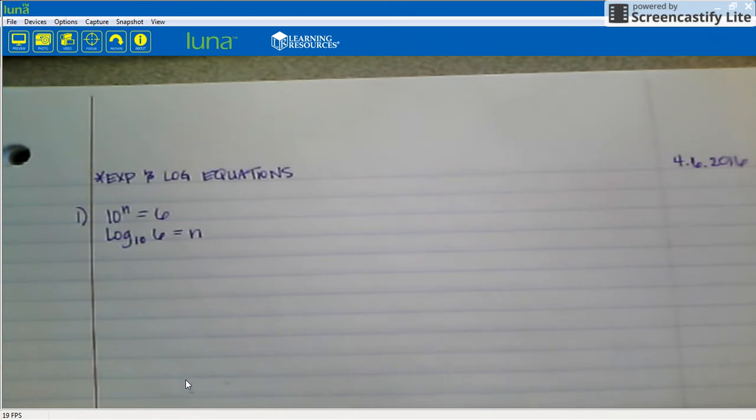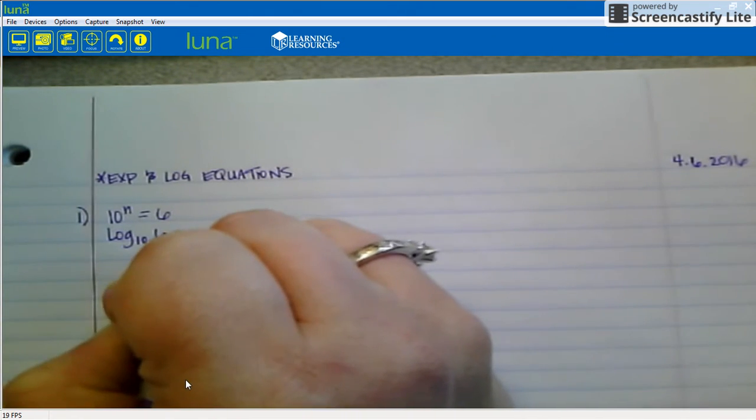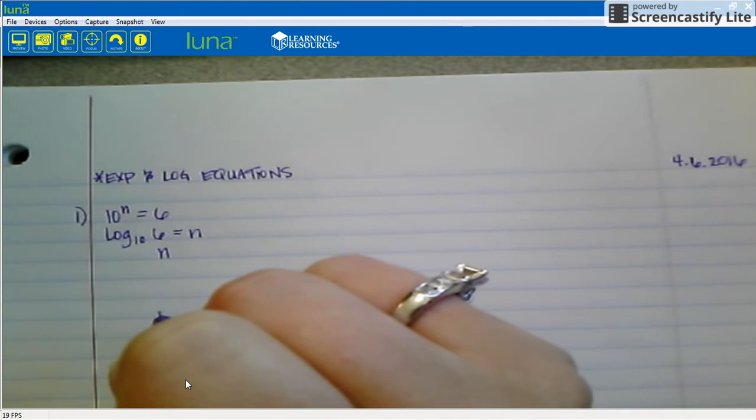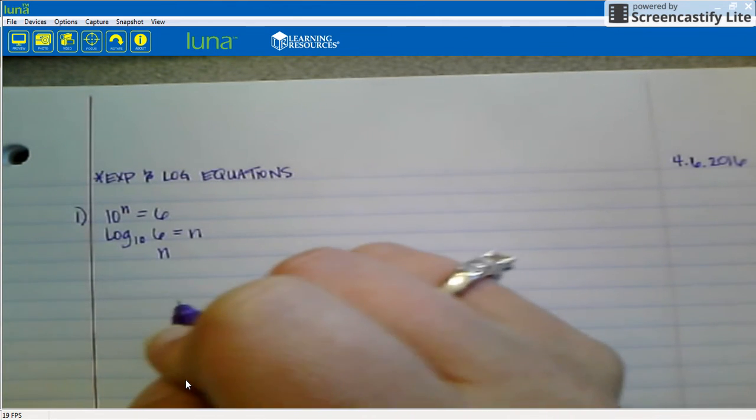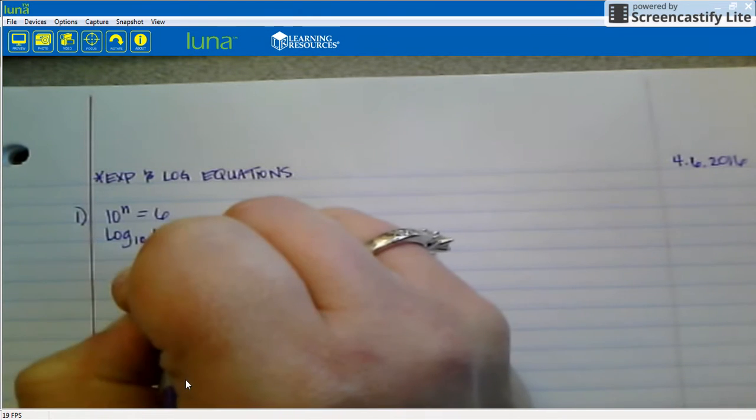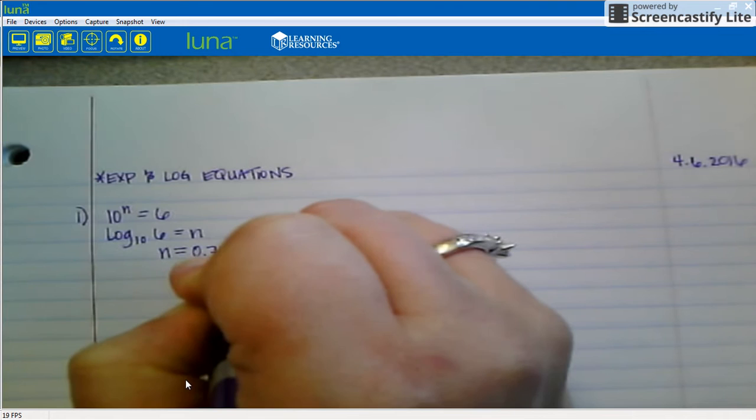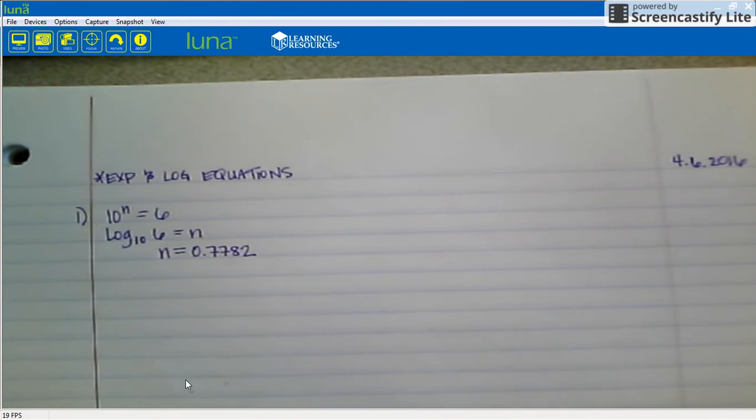And remember, I told you need to round off to 4 decimal places. And on your note sheet, it says round to the nearest 10,000th. That's what 10,000th means. It's the 4th decimal place. So n is equal to 0.7782.